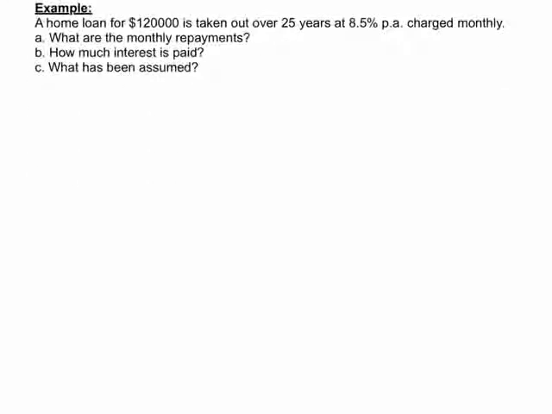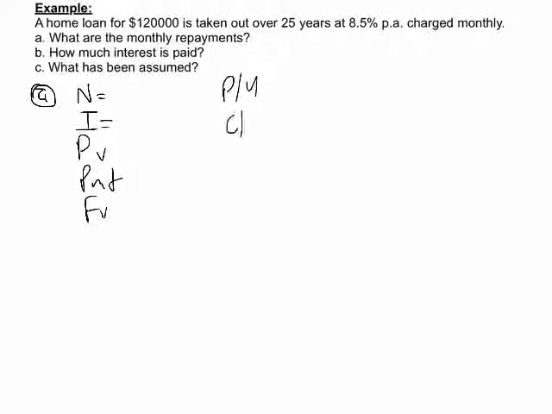Let's do a normal home loan. It's just a fixed interest rate of 8.5% per annum. And we're working out what the monthly repayments are going to be. So A, that's a TVM solver. Let's put the TVM solver variables in here: PMT, FV, PY, CY.